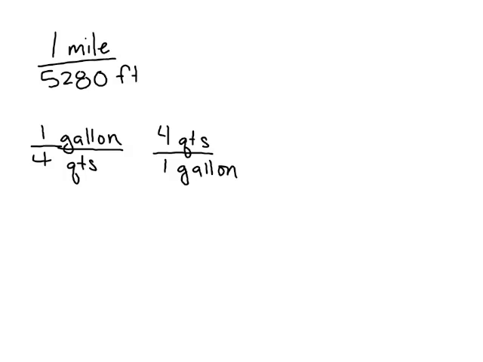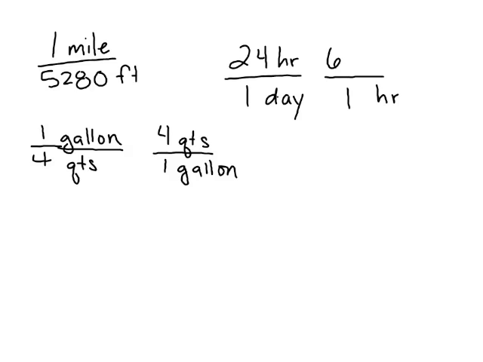How about hours and days? 24 hours, 1 day. How about hours, minutes? So let's say I want my hours to cancel. Where should I put hours, top or bottom? Bottom. Hours on bottom. So 1 hour is how many minutes? 60 minutes.